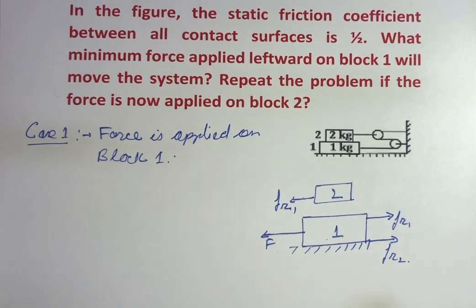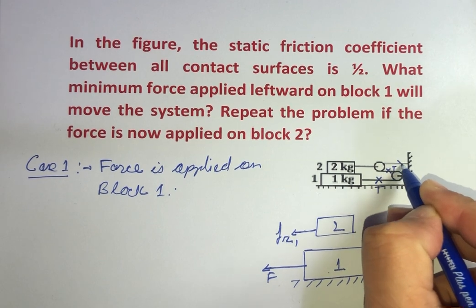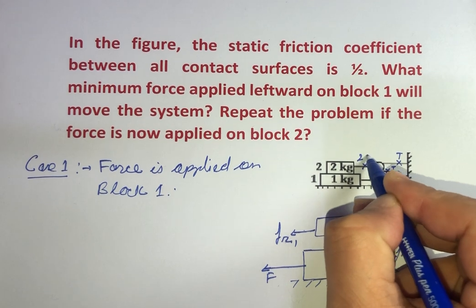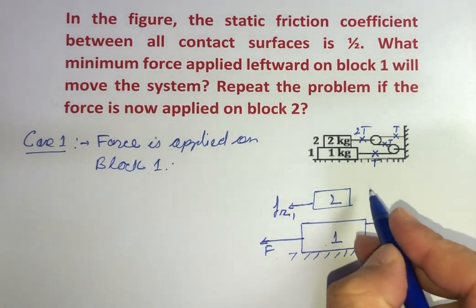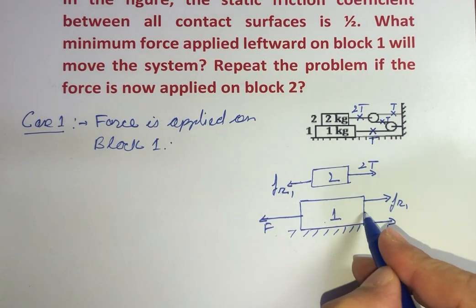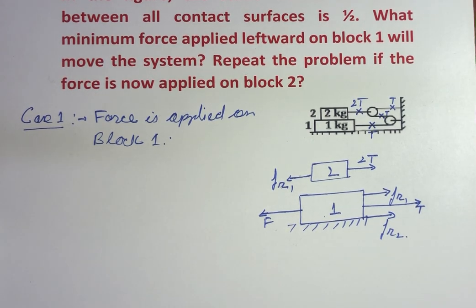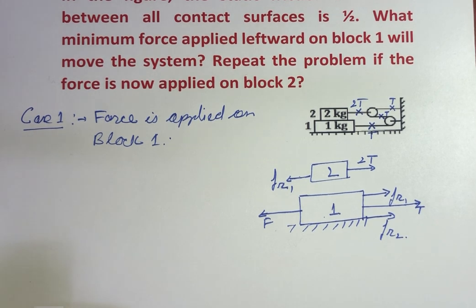Next, we can draw the various tensions. Let us suppose this is tension T, this will also be T, and this will also be T. So accordingly, this will be our 2T. You can see there will be a force acting in the opposite direction because of tension, that will be 2T, and on block 1 there will be a force of T, that is tension. Now we are left with only finding the various normals.